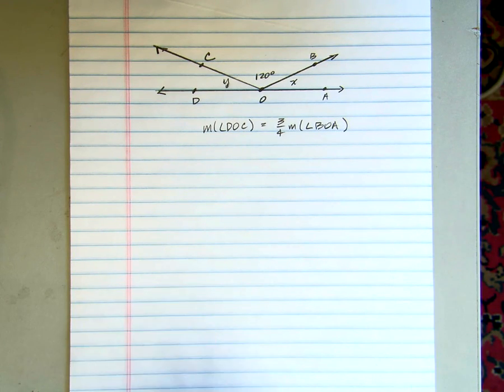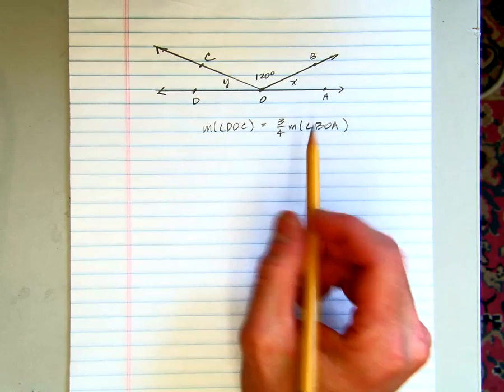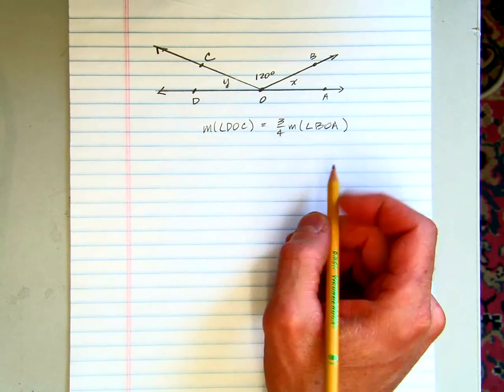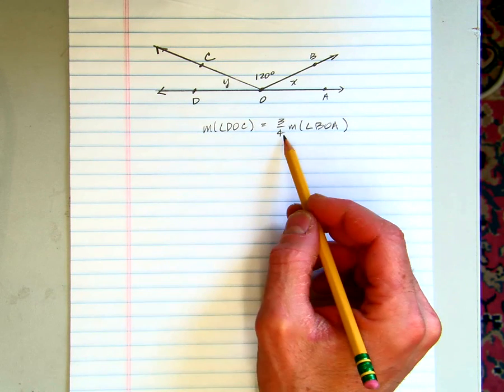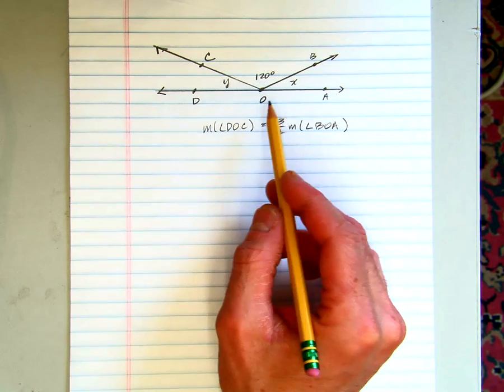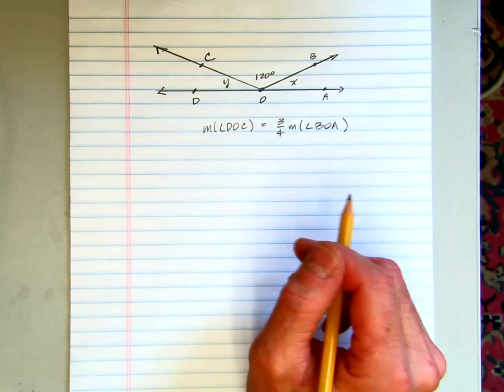Well, here's a problem that deals with our study of angles, and let's see if we can figure out what the measure of the two marked angles x and y is. We're given in the problem that the measure of angle DOC is equal to 3/4 the measure of angle BOA. So this angle here is equal to 3/4 of the measure of that angle there.